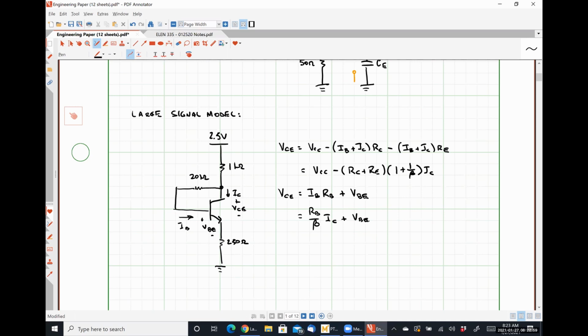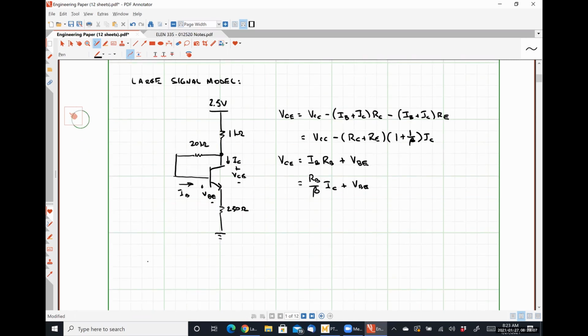Plus VBE. And now I have two expressions for VCE, and so I can set them equal to each other, right? They represent the exact same quantity. So I can say that VCC minus RC plus RE times 1 plus 1 over beta IC is equal to RB over beta IC plus VBE.